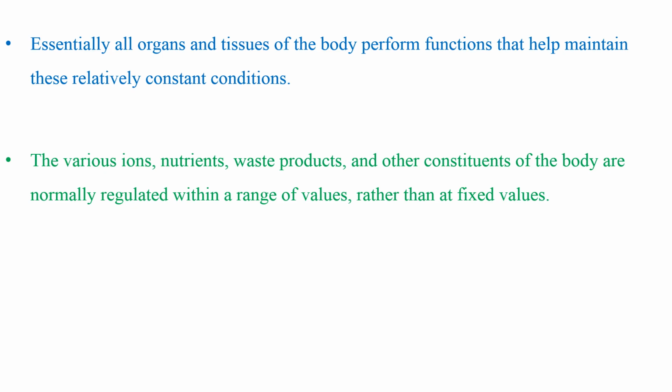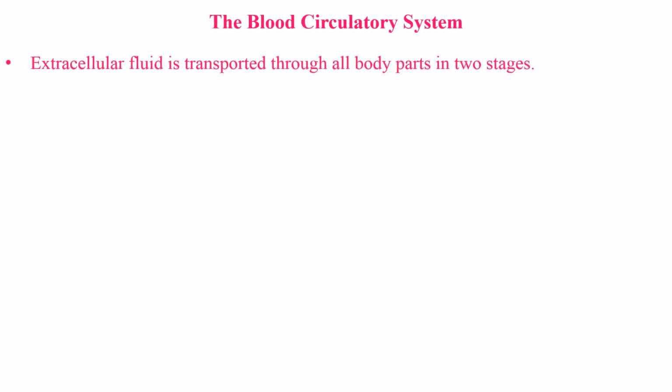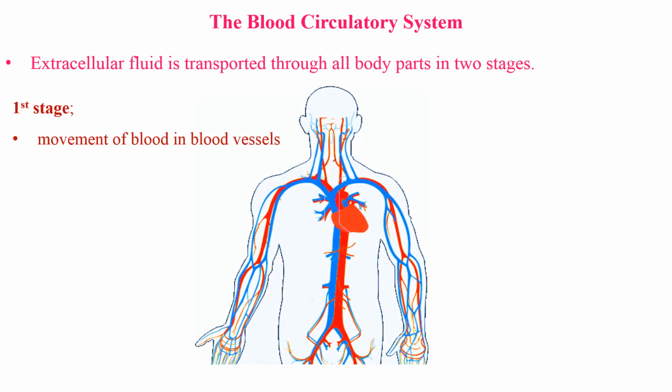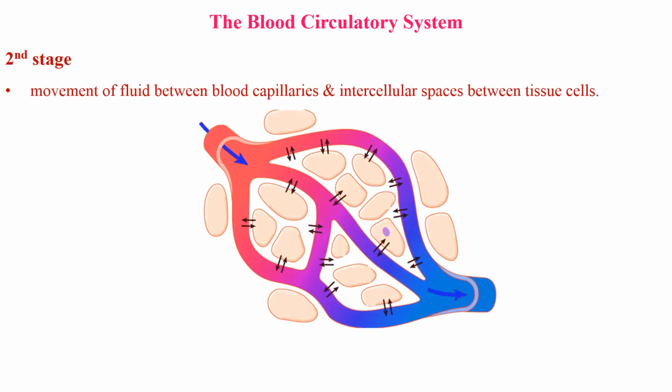Let's discuss the different functional systems of the body and their contributions to homeostasis. The blood circulatory system. Extracellular fluid is transported through all parts of the body in two stages. The first stage is the movement of blood through the body in blood vessels. The second stage is the movement of fluid between blood capillaries and intercellular spaces between tissue cells.